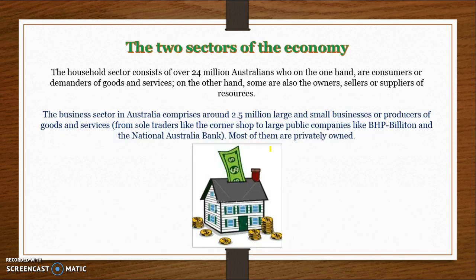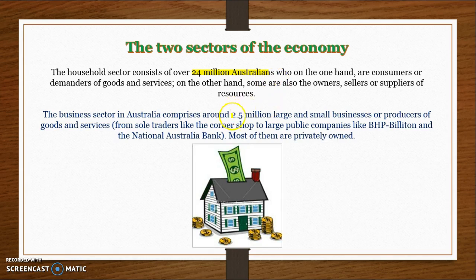When you're talking about the household sector, we're talking about the 24 million Australians who are consumers of goods and services, and they also have a second function where they're the people that provide resources to the business sector. So the household sector is responsible for demanding goods and services in product markets and supplying their goods and services in resource markets.